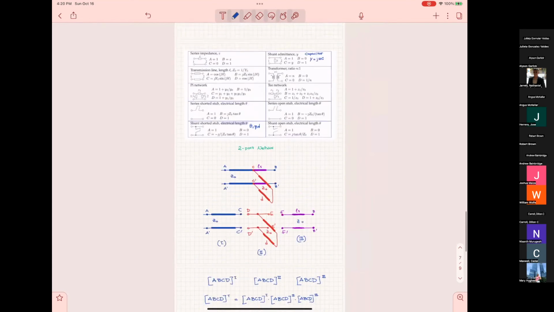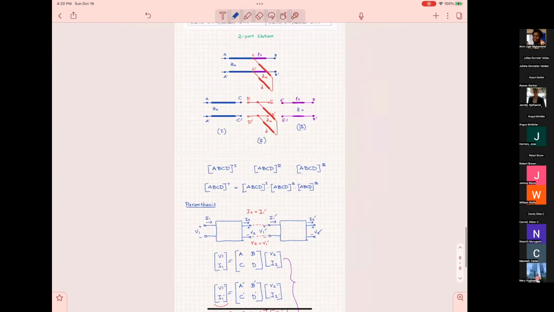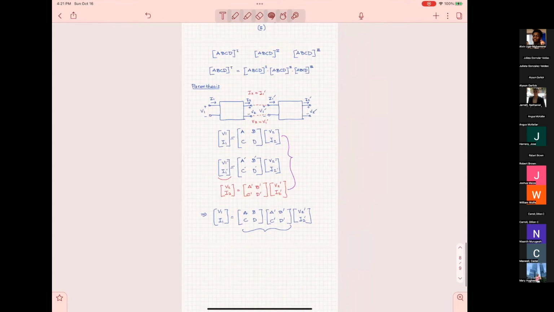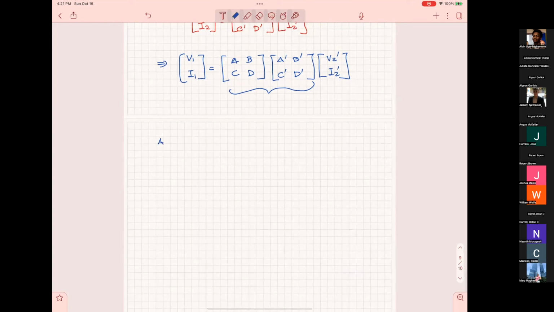Therefore, I can find the ABCD matrices of these three parts, 1, 2, and 3, and then plug in there and find the total ABCD matrix. So let's try to do that. I'm going to take this one first, copy. All right, so I have A, B, C, D, all one.